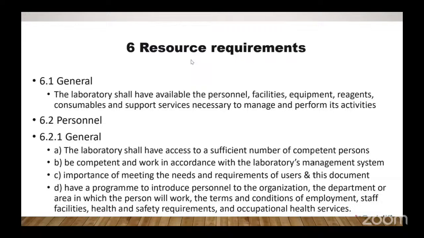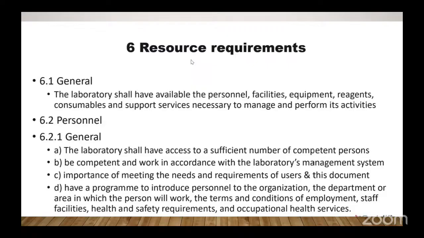So 6.2 talks about personnel. The laboratory shall have access to sufficient numbers of competent personnel. Be competent and work in accordance to the laboratory management system. So it is important to meet the need and the requirement of the user and this document. Now, have a program to introduce personnel to the organization.